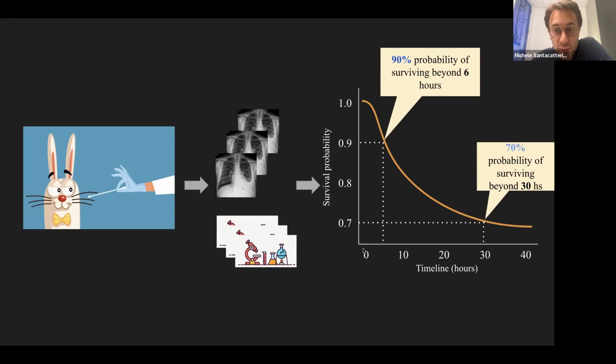So at the beginning, time 0, the baseline, the person is still alive, so 100% chances to survive. And then when time goes on here on the x-axis in hours, then we have 90%, for example, probability of surviving beyond 6 hours, or 70% probability of surviving beyond 30 hours. And these are just fictional and made up numbers, nothing true.